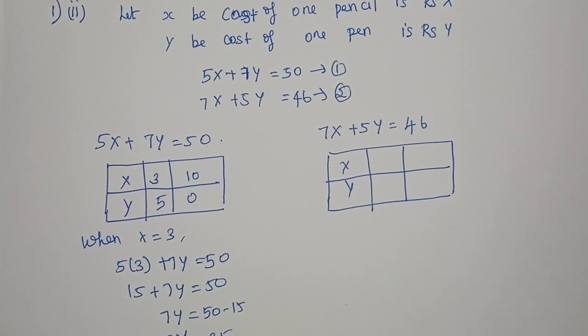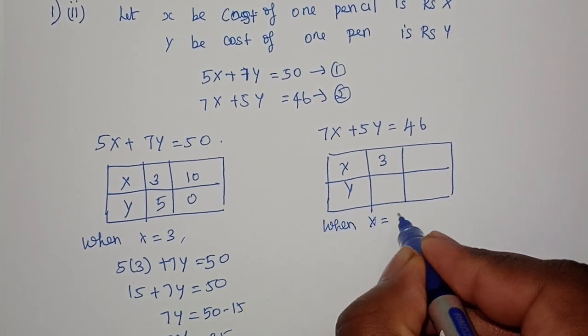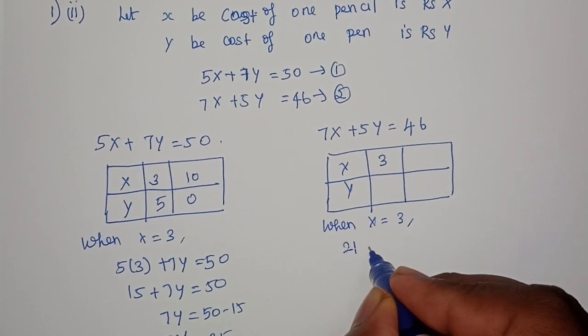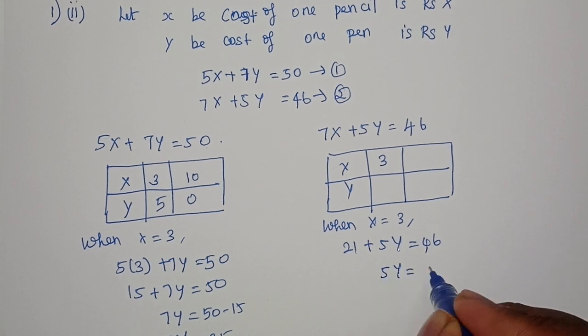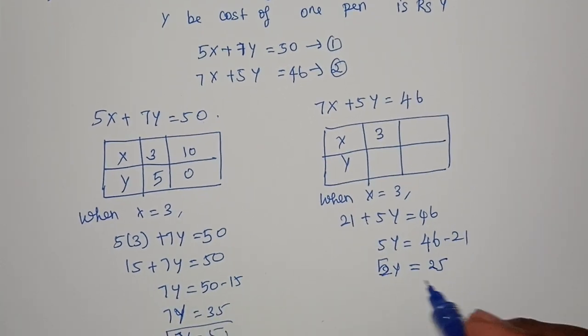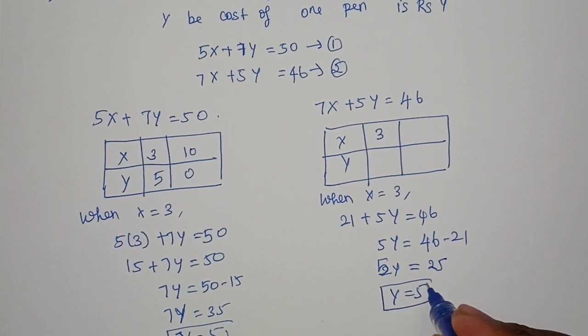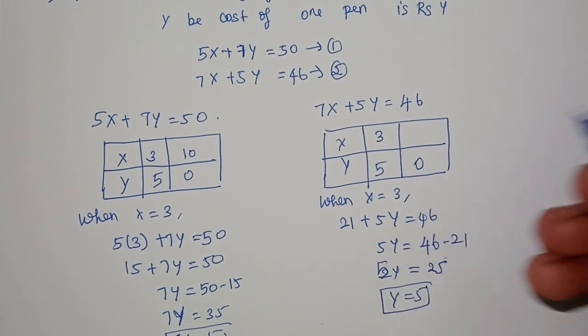Let's take x as 3. When x is equal to 3, 7 threes are 21, plus 5y is equal to 46. 5y is equal to 46 minus 21, which is 25. Therefore 5y is equal to 25. Y is equal to 5. Like this, we need to find another point which comes without a fraction, but finding it is very difficult, so we take 0 itself as a value.